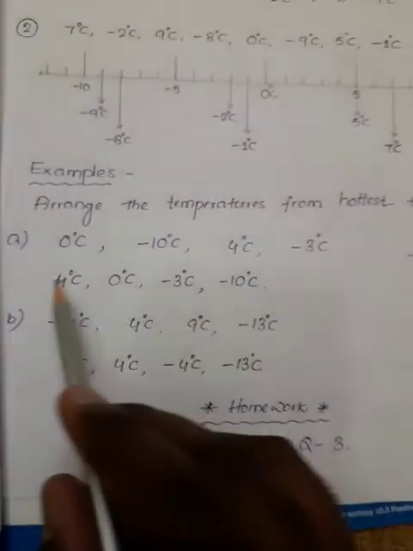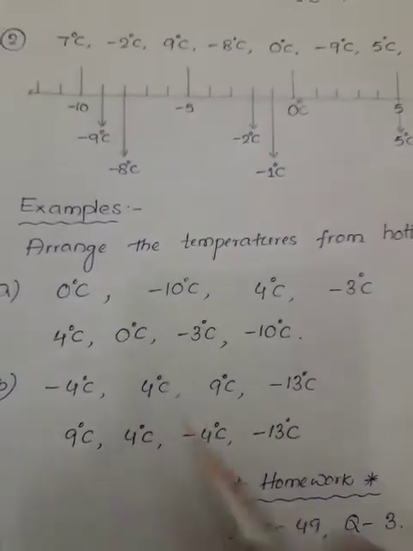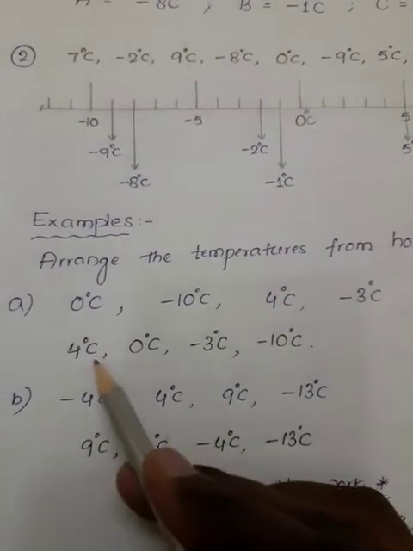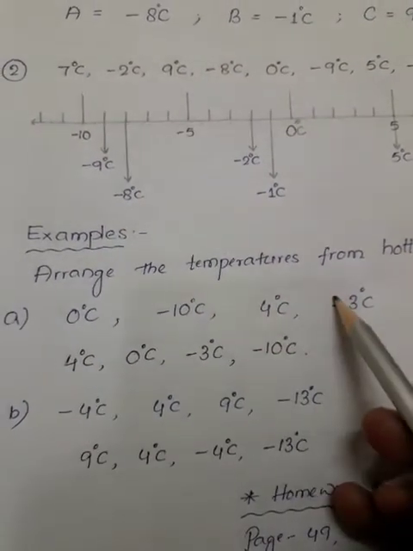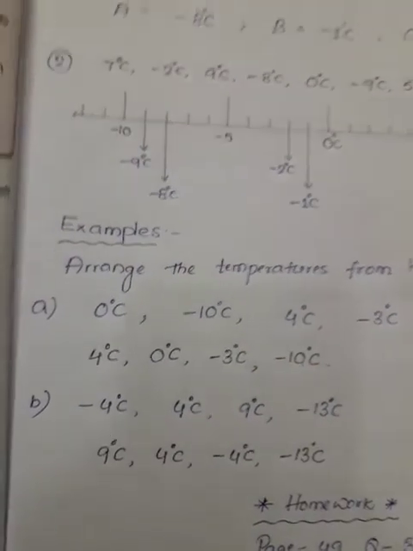So now look here, I want to arrange from the hottest. Which is the hottest means you have to check the positive values. So 0 and 4. Which is the hottest? 4. Then 0. Then -10 and -3. I told you, which is the bigger? -3 is the bigger. So -3, then -10 degrees Celsius.